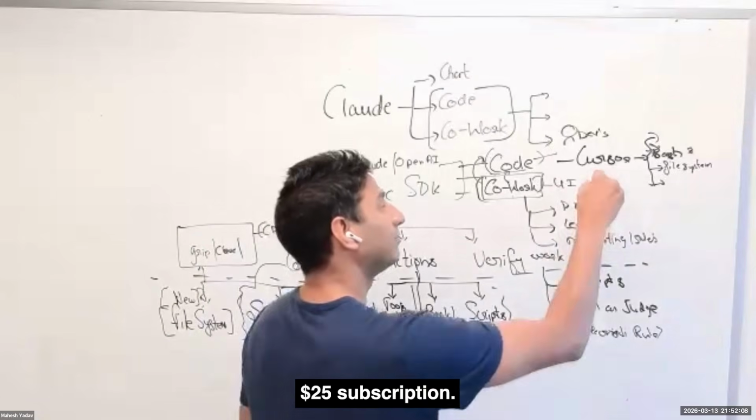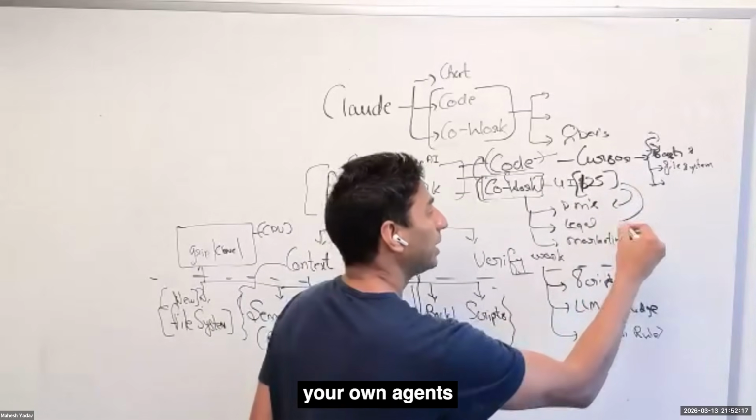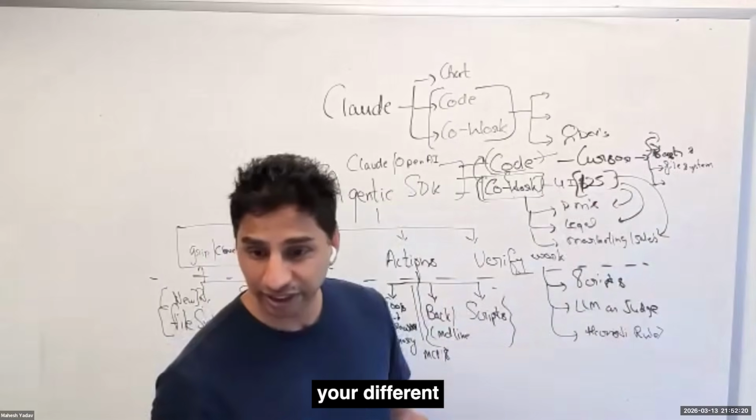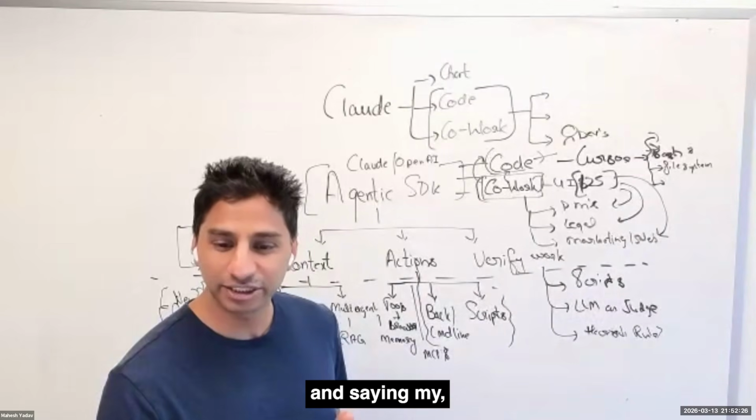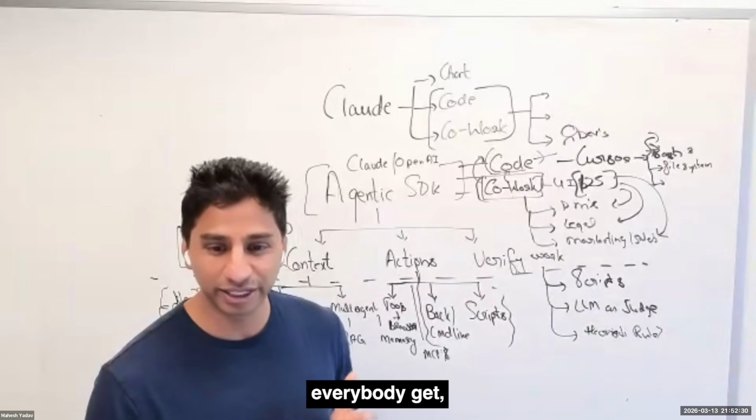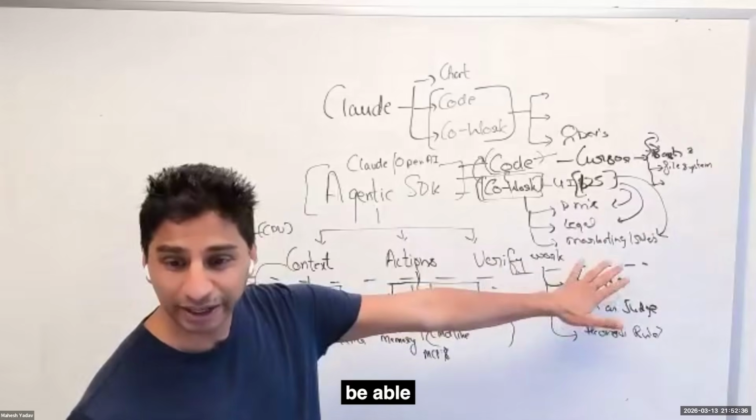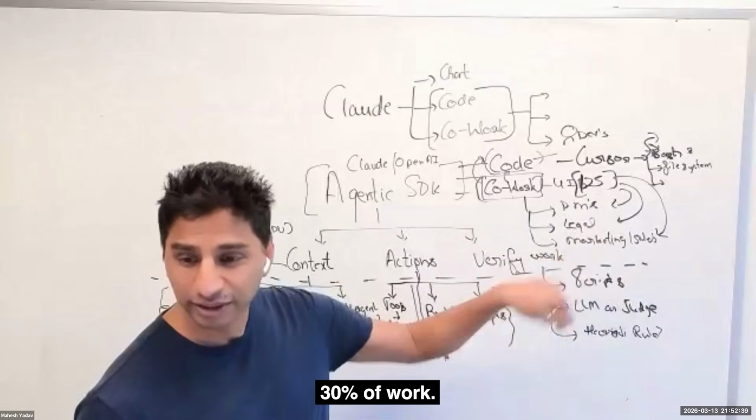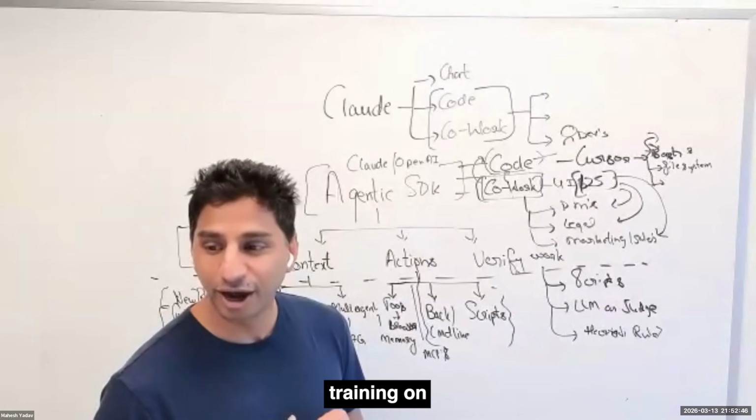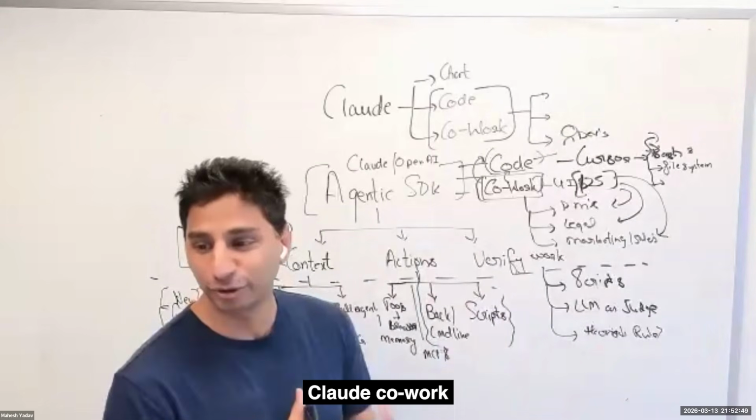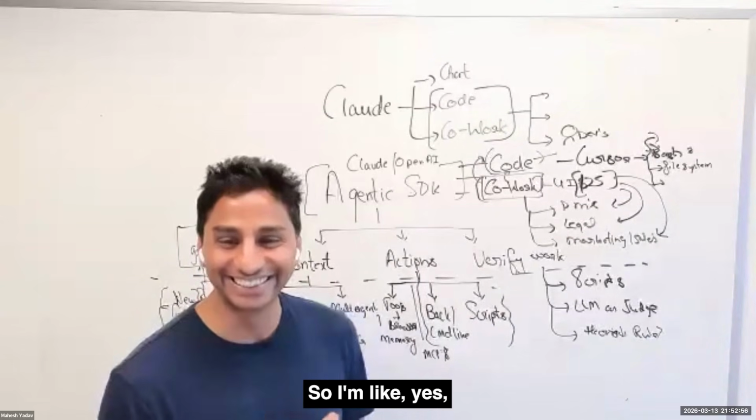As a user, you can just get a $25 subscription, and then you can create your own agents inside the company, which help your different teams. That's why for pretty much the last 2 weeks, everybody's calling me and saying, Mahesh, my CEO has told everybody to get a Claude Code subscription. And with it, everybody should be able to automate at least 30% of their work. And if you don't do it, then you will be let go. So can you come to our company and do a quick training on how we can build skills on top of Claude Co-Work for our HR team, our hiring team, our legal team? So I'm like, yes, that's the time.